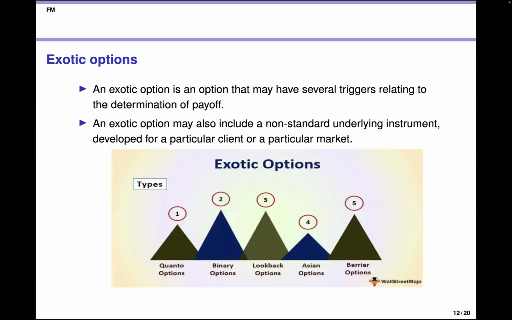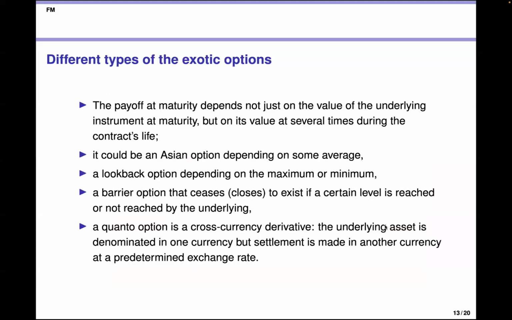Okay, and now about exotic options, because European and American options are called, do you remember how they are called? Vanilla, yes, vanilla. But now about exotic options. There are 5 types: quanto, binary, lookback, Asian, and barrier. Maybe there are more than these 5 kinds.